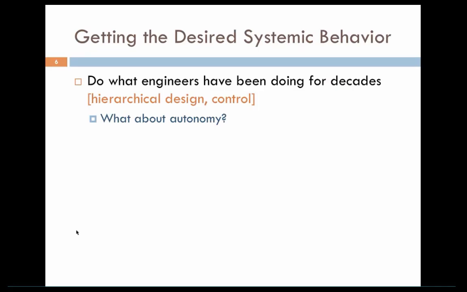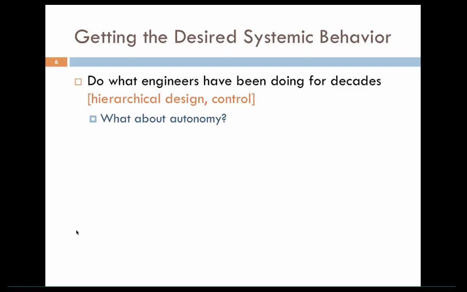One is to continue thinking the way engineers have done for many years, if not many centuries. It's basically through the lens of control. So hierarchical design, making sure that all the parts and all these subsystems behave the way we want them to behave. So this is control and control theory, and classical optimization on one hand or classical control theory on the other hand help us a lot to achieve this goal.